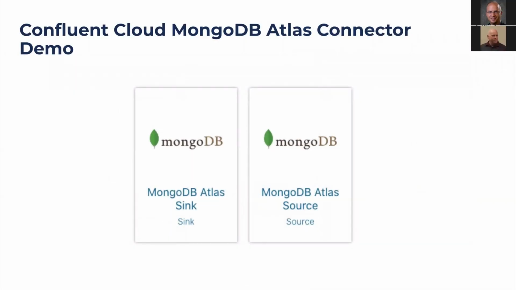For our demonstration, we'll start with a cluster launched in Confluent Cloud and a database in Atlas. We'll produce stock ticker data to Atlas, which will appear in Confluent Cloud using the MongoDB Atlas source. Then we'll use the MongoDB Atlas sink to move Kafka data to Atlas.